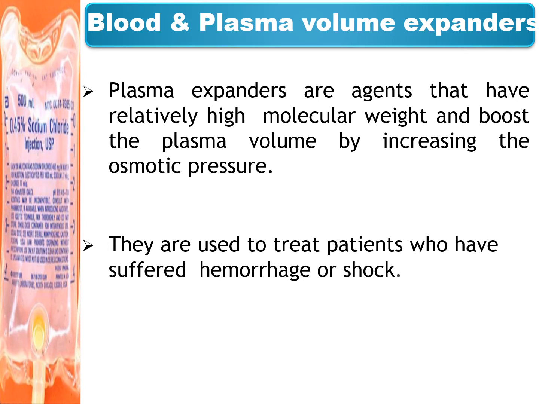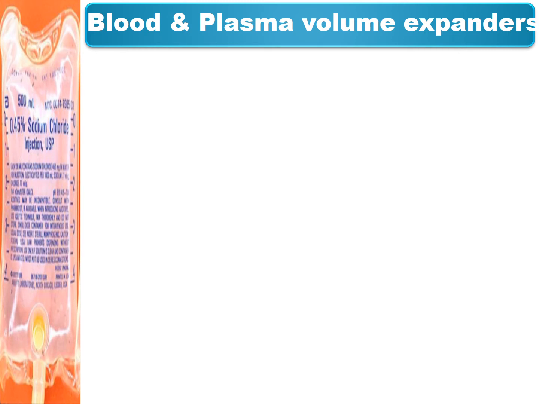Further, they are also used to treat patients who have suffered hemorrhage or shock. So, in short, plasma volume expanders are high molecular weight substances which exert colloidal osmotic or oncotic pressure and, when infused intravenously, retain the fluid in the vascular compartment. They are used to correct the hypovolemia due to the loss of plasma or blood.